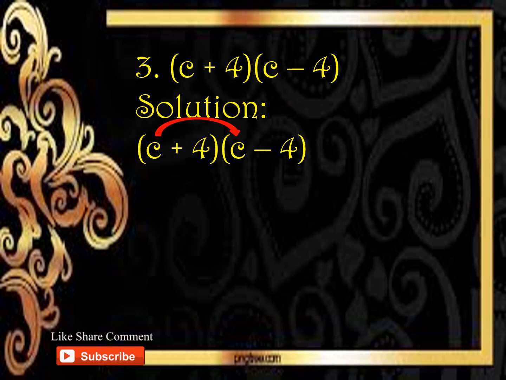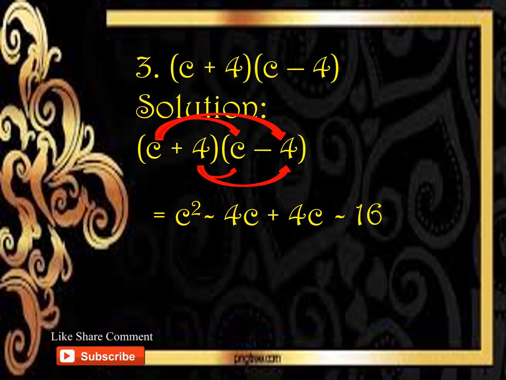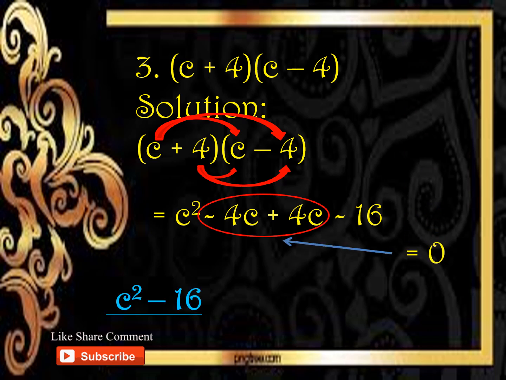So, c times c is equal to c squared. C times negative 4 is equal to negative 4c. 4 times c is equal to positive 4c. And 4 times negative 4 is equal to negative 16. So, the middle term is equal to 0. Therefore, our answer is c squared minus 16.